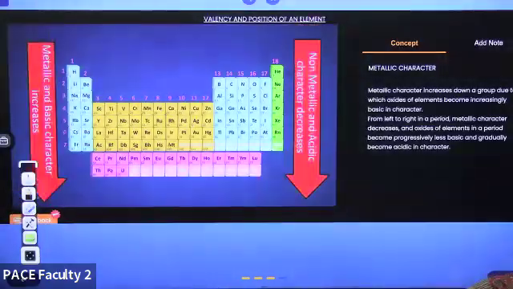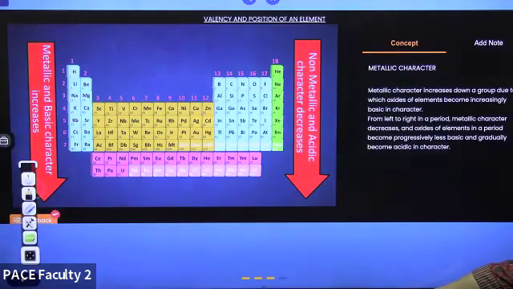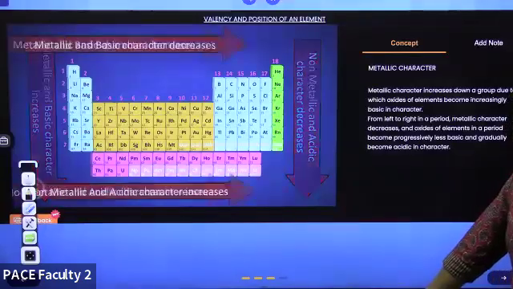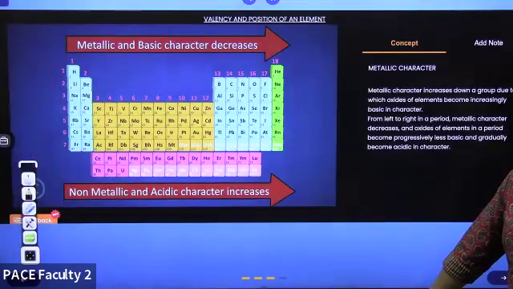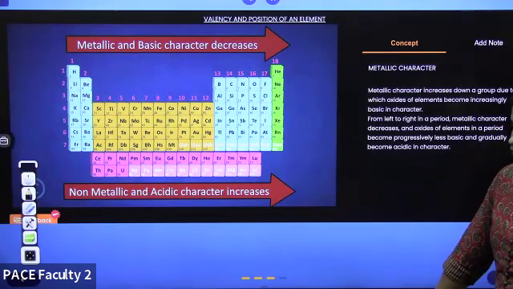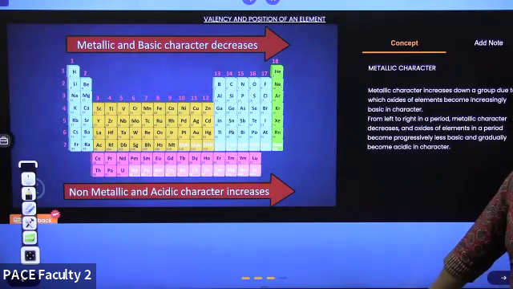Metallic character increases down a group due to which oxides of elements become increasingly basic in character. From left to right in a period, metallic character decreases and oxides of elements in a period become progressively less basic and gradually become acidic in character.